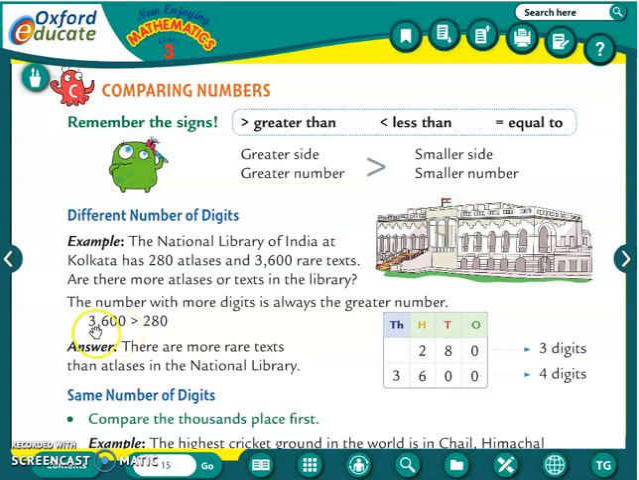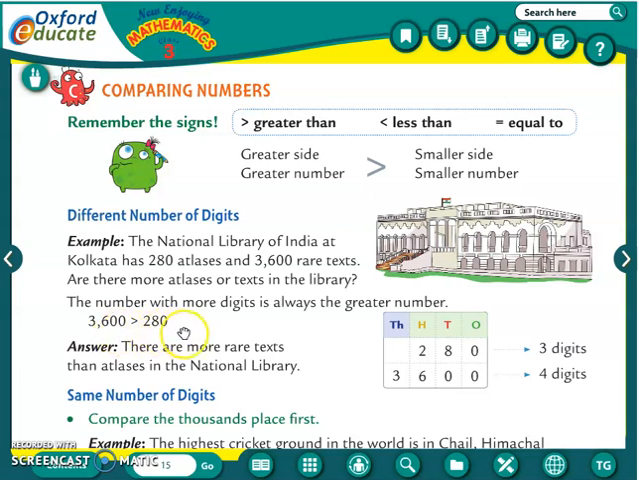Here you can see that 3,600 is a 4 digit number and here 280 is a 3 digit number. So obviously the 4 digit number is the bigger number, and whenever we are writing the bigger number, at that side we keep the side open for these signs.